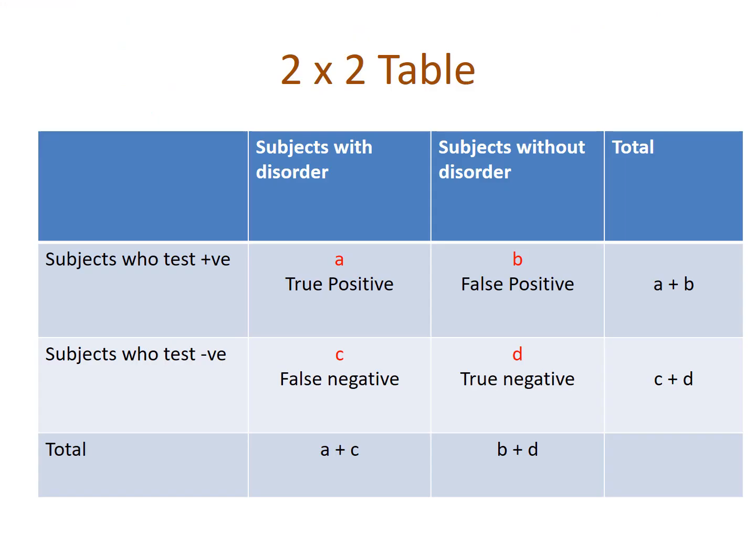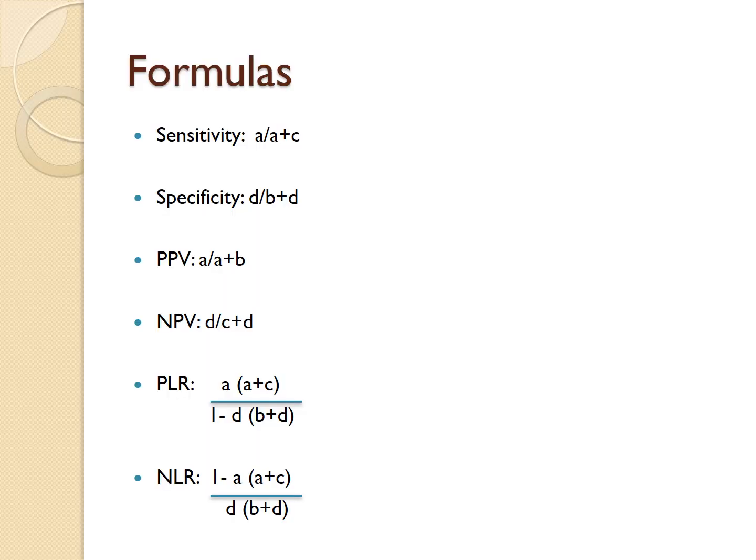Divided by specificity here. So specificity is D divided by B plus D. All right, so that's the negative likelihood ratio. So these are the examples and the formulas that I was talking to you about. Sensitivity, A divided by A plus C. Specificity, D divided by B plus D. Positive predictive value, A divided by A plus B. Negative predictive value, D divided by C plus D. Positive likelihood ratio, A divided by A plus C divided by 1 minus D.